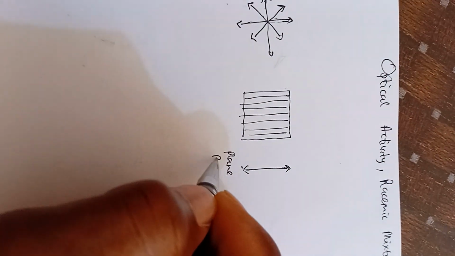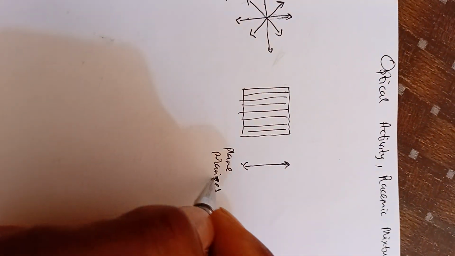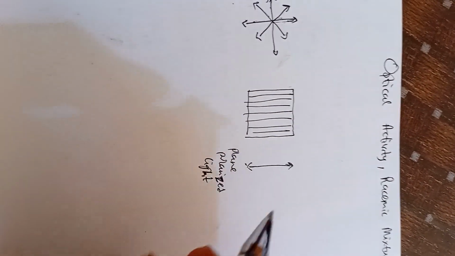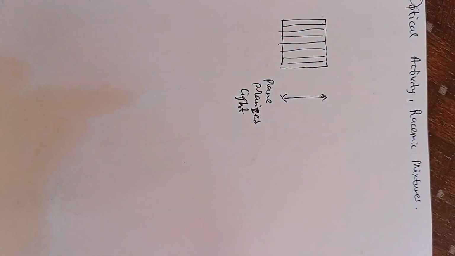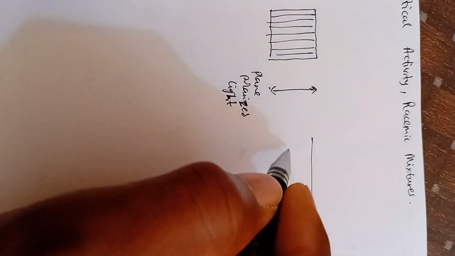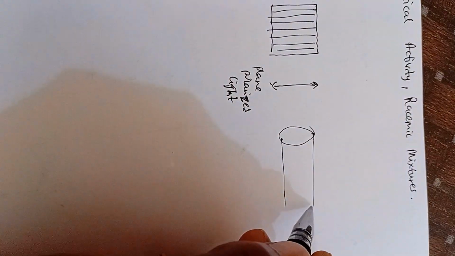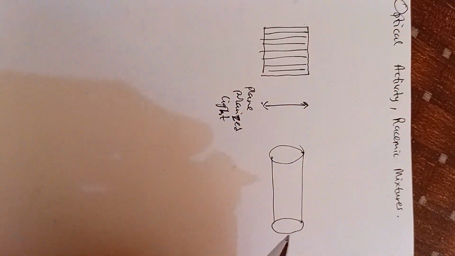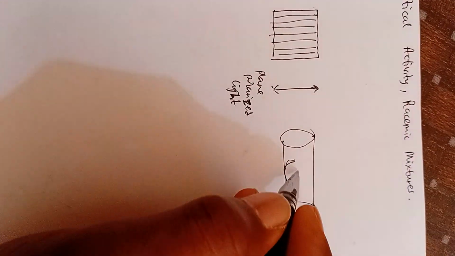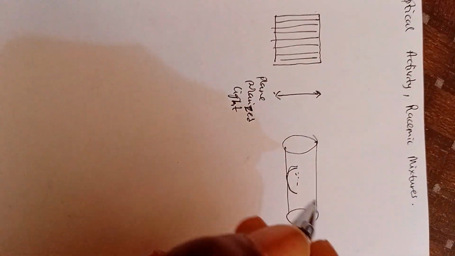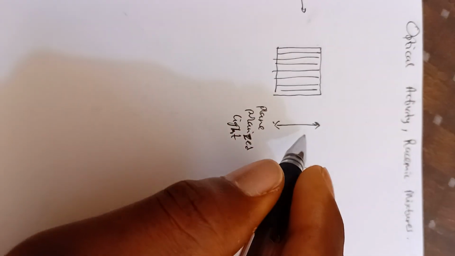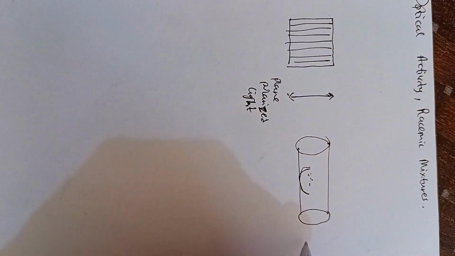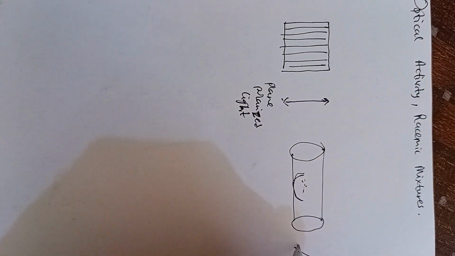So this is the actual thing. This is plane polarized light. We polarize it, and we make sure that it is only moving in one plane. And after that, we can put a tube here, and this tube will contain a compound, an enantiomer. We put an enantiomer here, and this light passes through this tube and comes out. It can be rotated to the right like this.